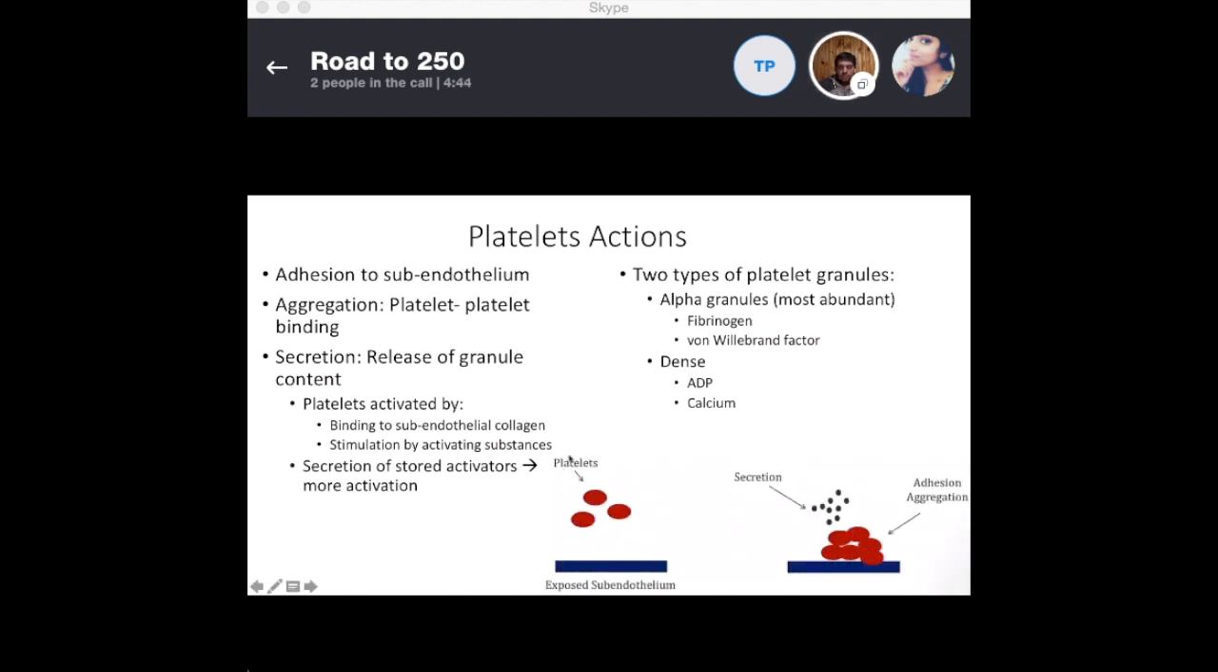Typically, when you look at a general picture, you have an exposed subendothelium, the platelets are flowing, and basically you have adhesion and aggregation, and then they secrete to recruit more platelets. We'll talk about all these steps shortly, but this is just a general overview.